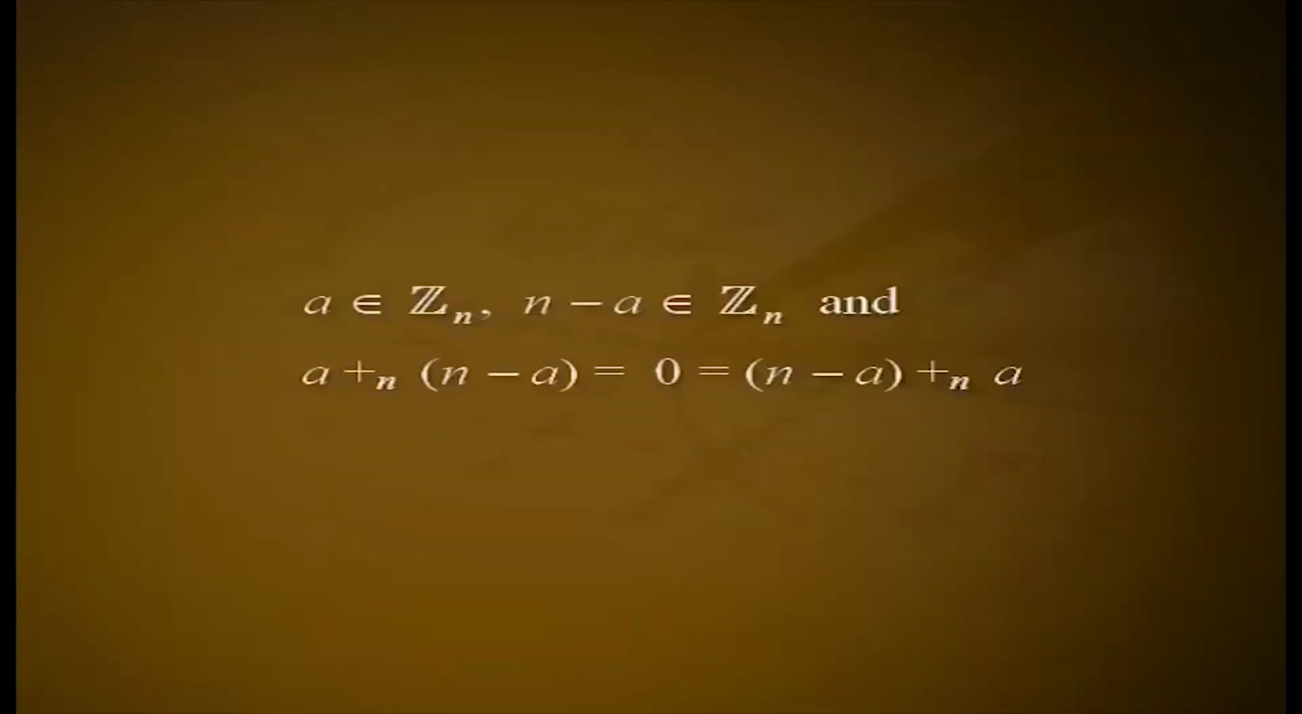For a given non-zero a belongs to set n, minus a belongs to set n, and a addition modulo n minus a is equal to 0, which is equal to n minus a addition modulo n a, showing that the inverse of a belongs to set n is n minus a belongs to set n. Hence, set n is a group under addition modulo n. As the commutativity also holds, set n is an abelian group under addition modulo n.